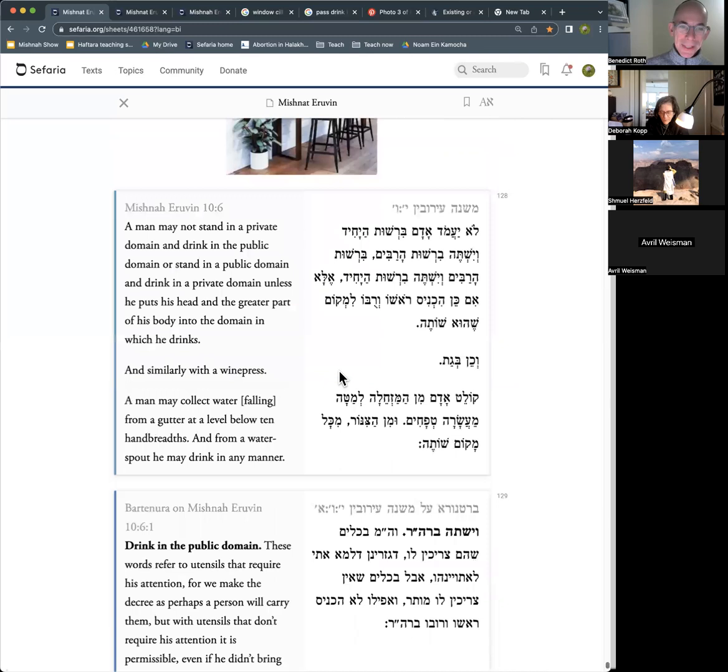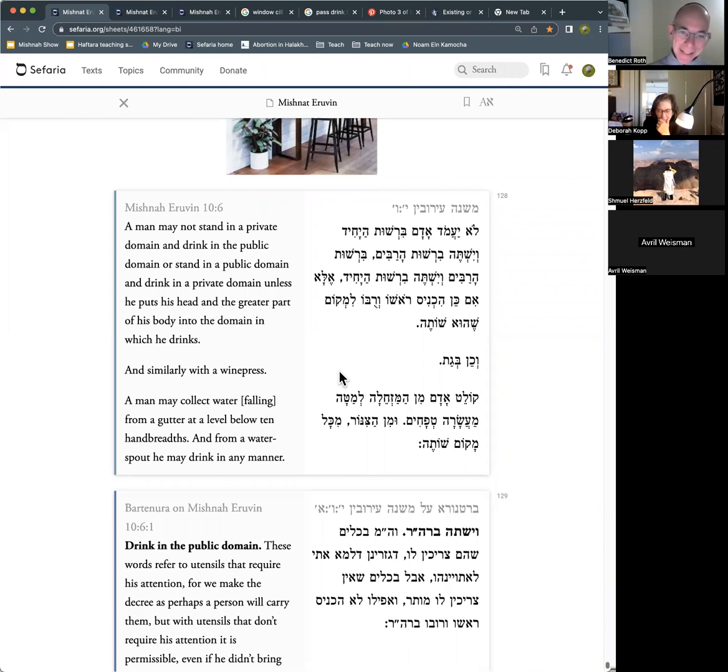And in the Mishnah 6, we got the opposite way around. The fluid is not going out, it's coming in. A person shouldn't stand in a private domain and drink in the public domain, or vice versa, or stand in the public domain and drink in a private domain. It goes both ways. But in this case, of course, there's an option.